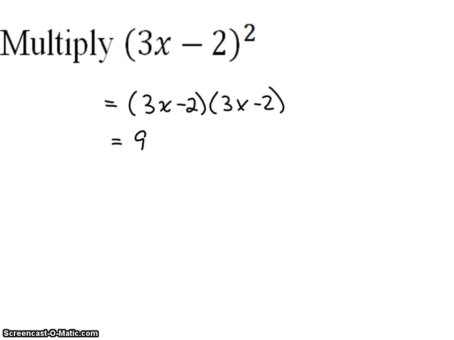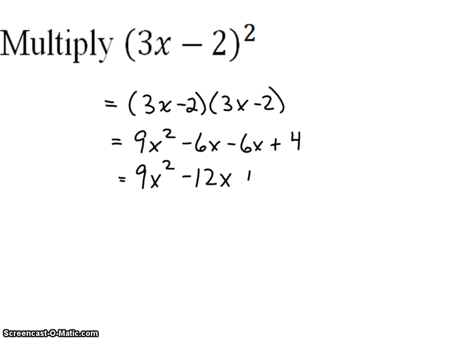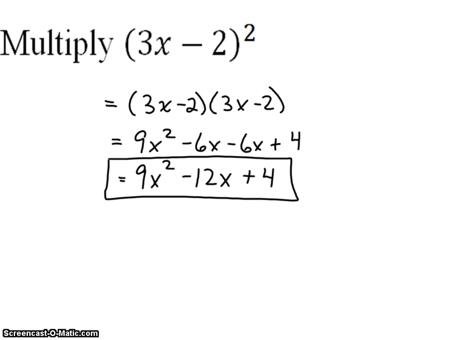3x times 3x, 9x squared. 3x times negative 2, negative 6x. Negative 2 times 3x, negative 6x. Notice we just did 2 times the 3x times negative 2. And then negative 2 times negative 2 is plus 4. So 9x squared minus 12x plus 4. So that is one way to do it.